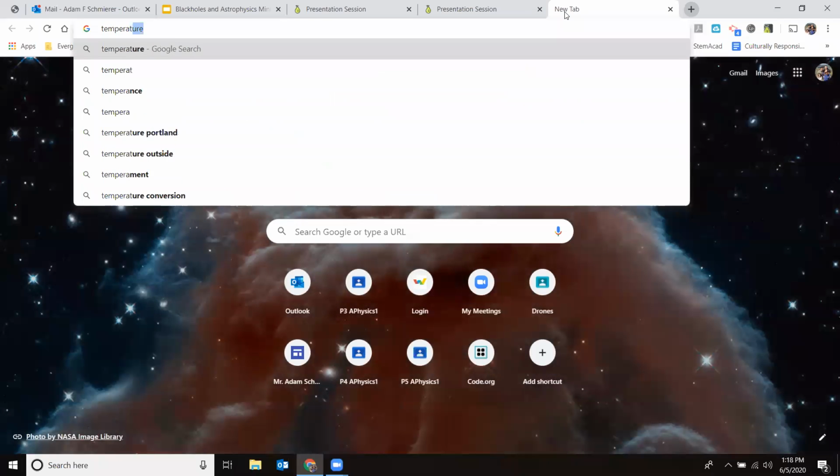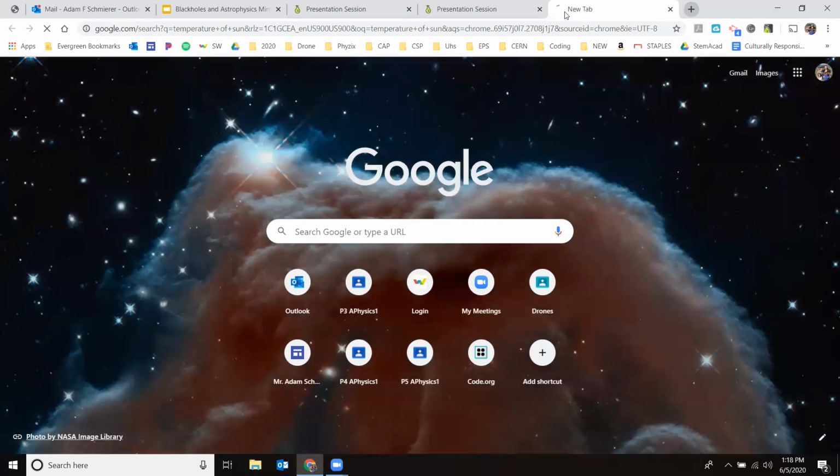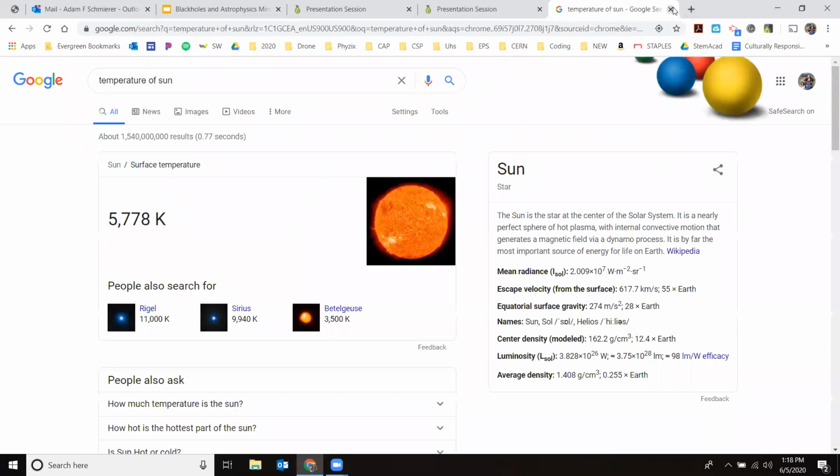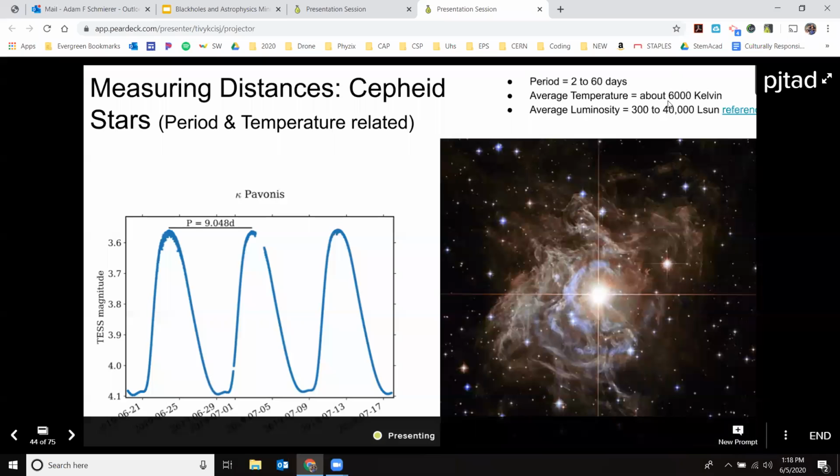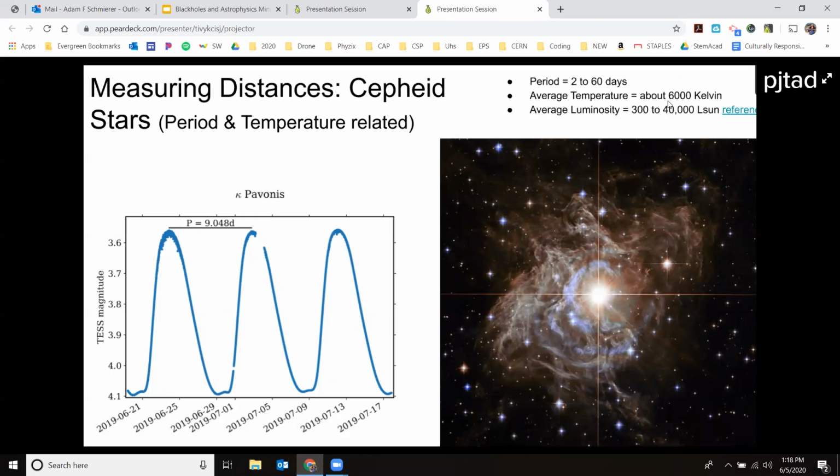What's the temperature of the sun? Who knows that one? I don't. We're about 6,000. So similar to our sun. Oh, wow. I thought it was 1,500. That's our oven. Sorry. We're top of a light bulb. Oh, wow. Okay.